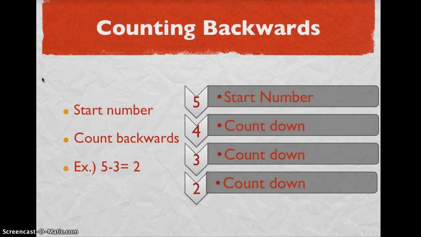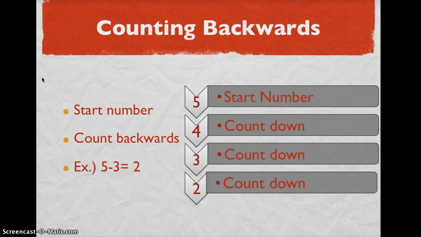Very similar to counting on when we are adding, we can count backwards to subtract. We can do the same thing just going down instead of up. So first of all, you need to find your start number. If we are doing 5 minus 3, our start number would be 5. Now how many are we taking away from 5? Correct, we're taking away 3.